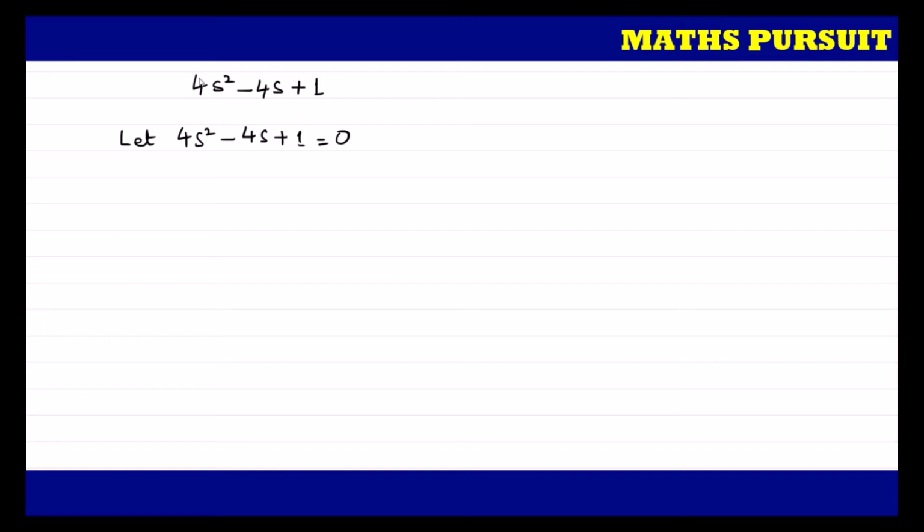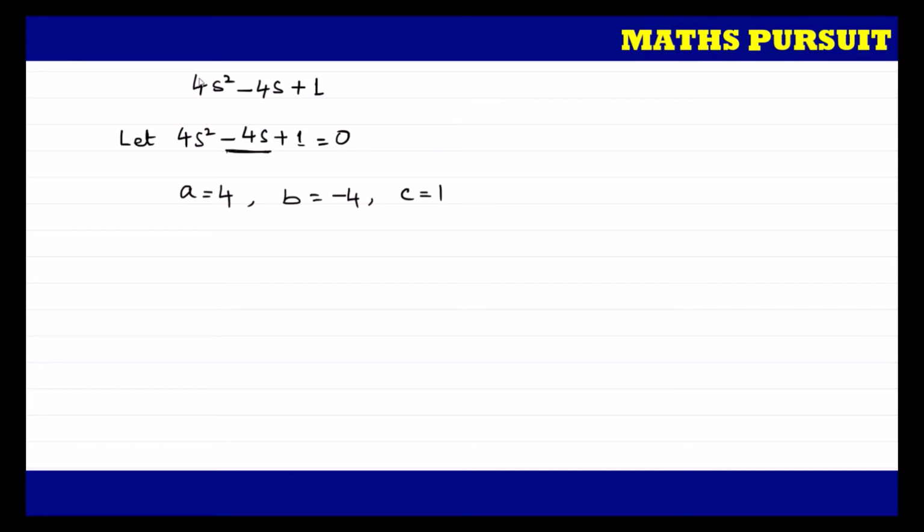Now let us move ahead and solve this one: 4s^2 - 4s + 1. So here, if you look, we need to break this minus 4s. But how do we need to break it, or why do we need to break it? Let's see. From this equation I can write a = 4, b = -4, and c = 1. This is what I got.